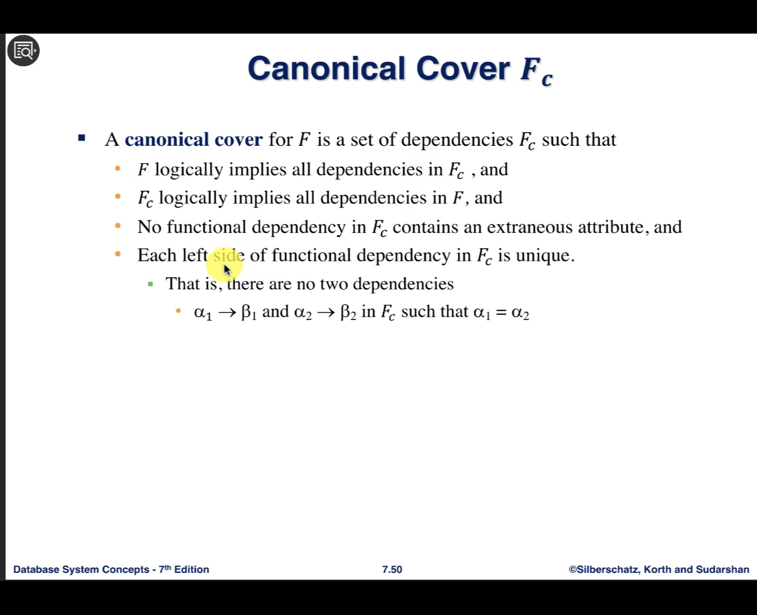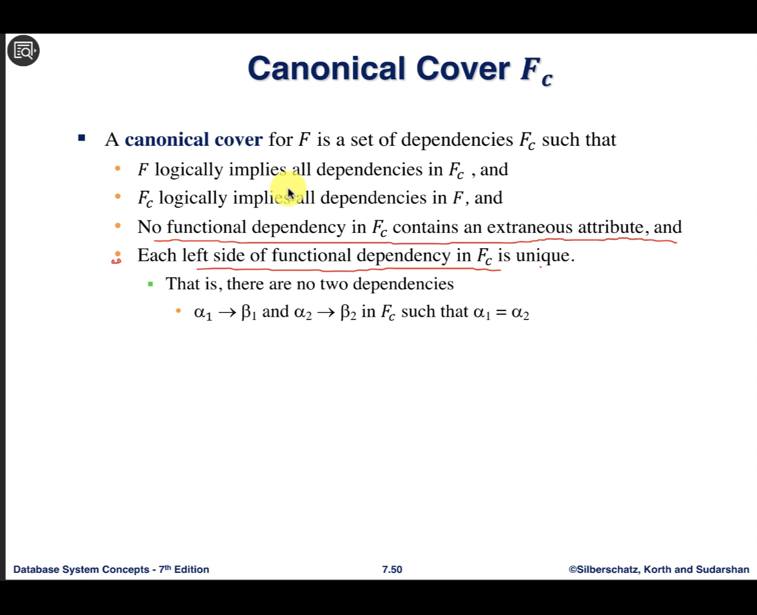The second thing here, the most important thing, is the two properties. First, no function dependency in Fc contains an extraneous attribute. That means there is no redundant attribute in Fc, the symbol that we use for the canonical cover that we start computing. The second thing, each left side of the function dependency in Fc is unique.